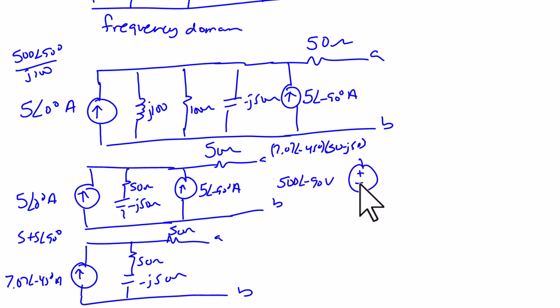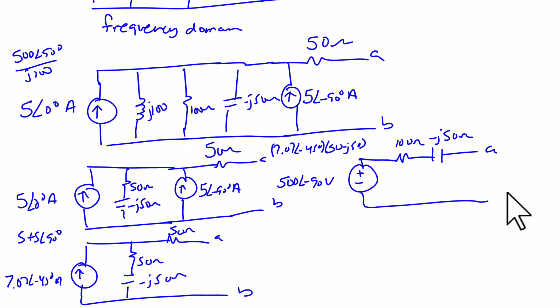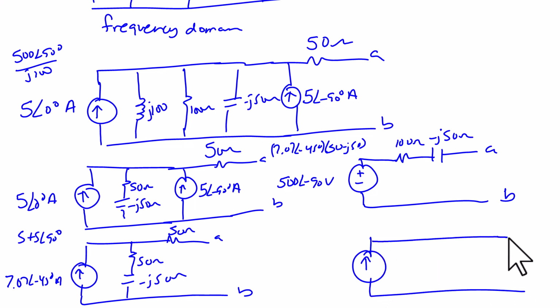If we do one more source transformation, we get a current source in parallel with 100 minus j50 ohms, where the current source is 500 angle negative 90 divided by 100 minus j50. So the current source has a value of 4.47 with an angle of negative 63 degrees.